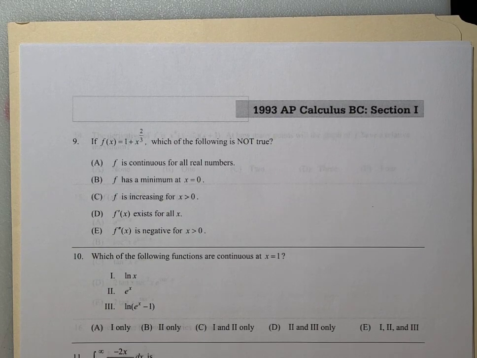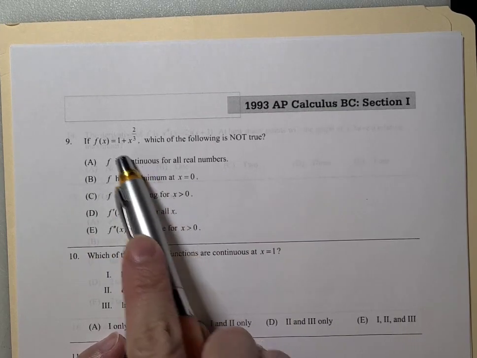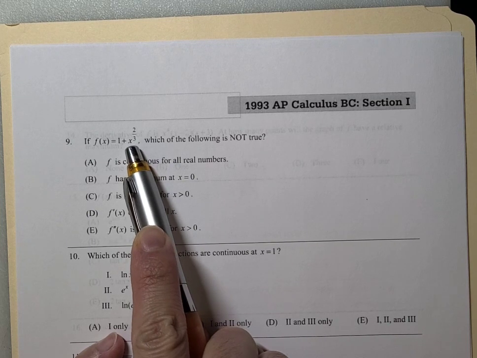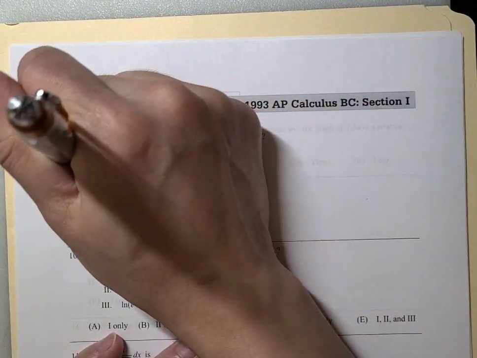f is 1 plus x to the 2/3, which of the following is not true. Okay? It talks about, is it continuous? Well, we know that this is continuous for all real numbers, x to the 2/3. The domain is negative infinity to infinity. Okay, so it's continuous. So we can eliminate that already.